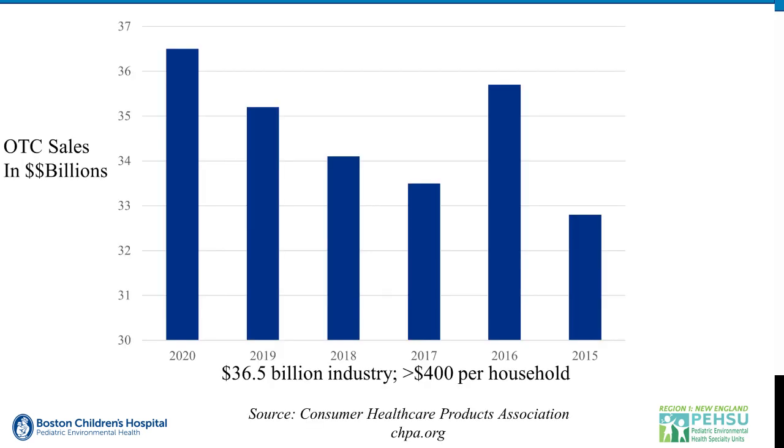This bar graph goes in the opposite direction. So 2015 is to the right and 2020 is to the left. But this gives you an idea of the extent of the over-the-counter sales industry in the United States. About $400 per household per year are spent on over-the-counter products, a $36.5 billion industry.